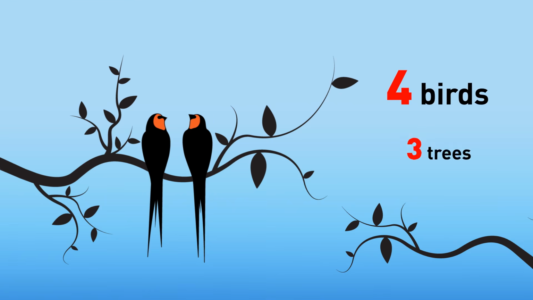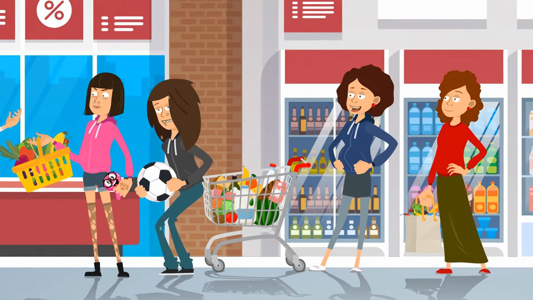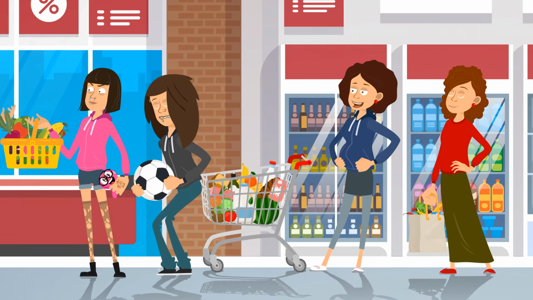There are 4 birds and 3 trees. Look at these 4 people in a grocery store. Can you figure out who's going to steal a watermelon?